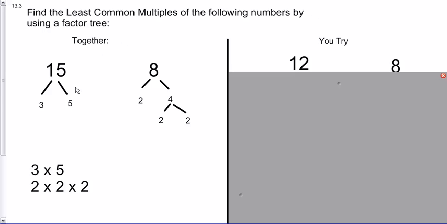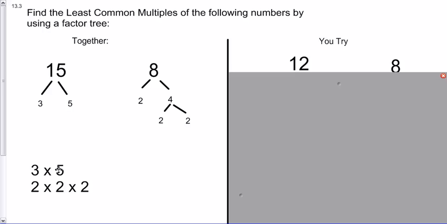Because of the technical difficulties with the pen, I went ahead and typed it in so you wouldn't have to wait for me. So 3 times 5 does give me 15. I can't break 3 down any further, can't break 5 down any further. 8 is 2 times 4, 2 can't be broken down any further, 4 can break down to 2 and 2. So what I have here is 3 times 5, and I also have 2 times 2 times 2. 3 times 5 gives me 15, 2 times 2 times 2 gives me 8.